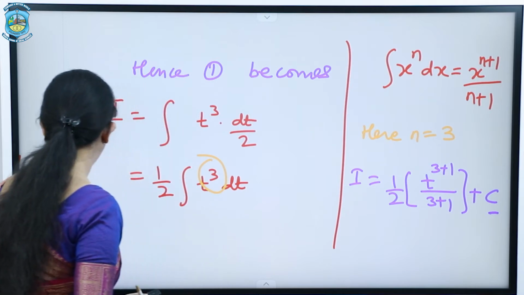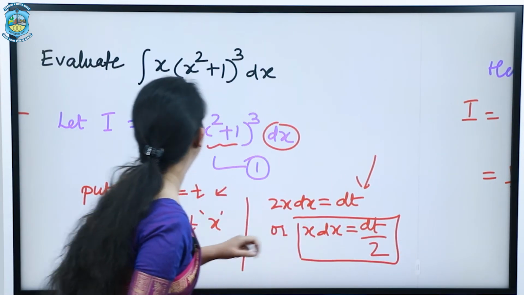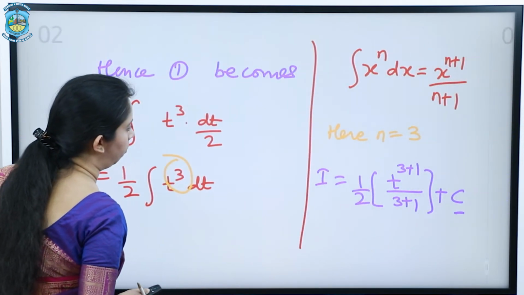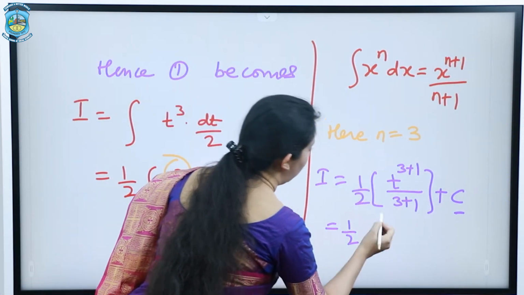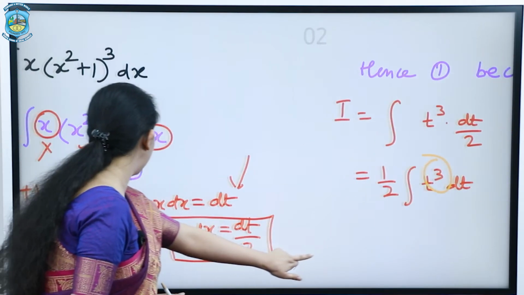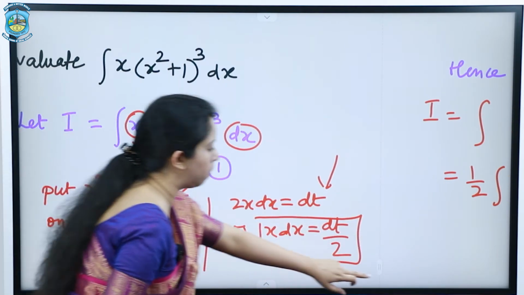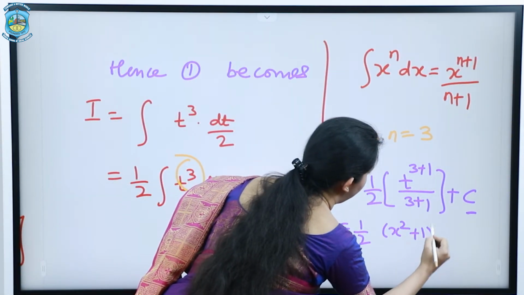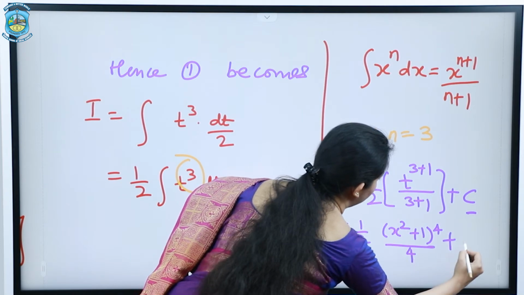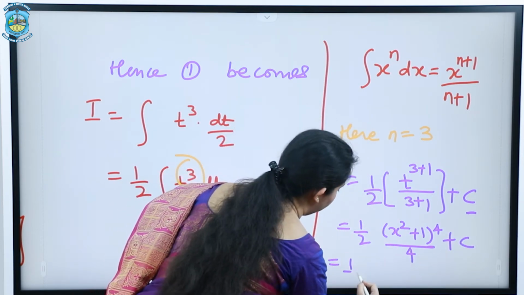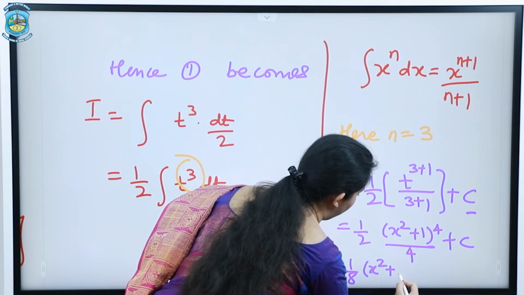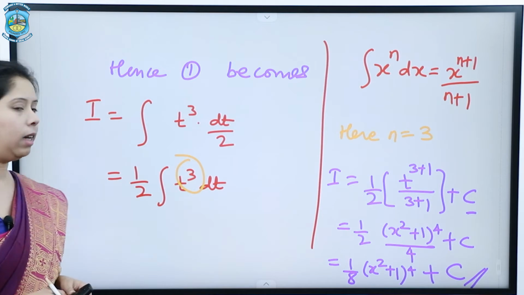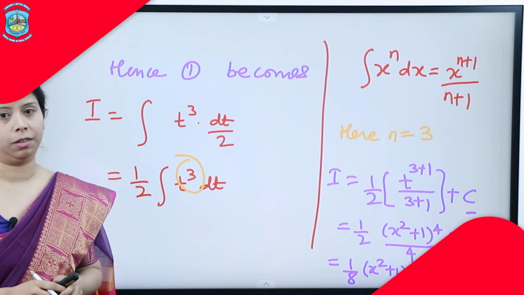So here the original function was in terms of x. So now the final value will also be in terms of x. So this will become 1 by 2. What was t? Here you can go back and check, t is x square plus 1. So we can replace this t with x square plus 1 raised to the power 4 divided by 4 plus c. So this 4 into 2 will become 1 by 8 multiplied by x square plus 1 raised to the power 4 plus the constant of integration. So this is the final value of the indefinite integral with the help of substitution method.